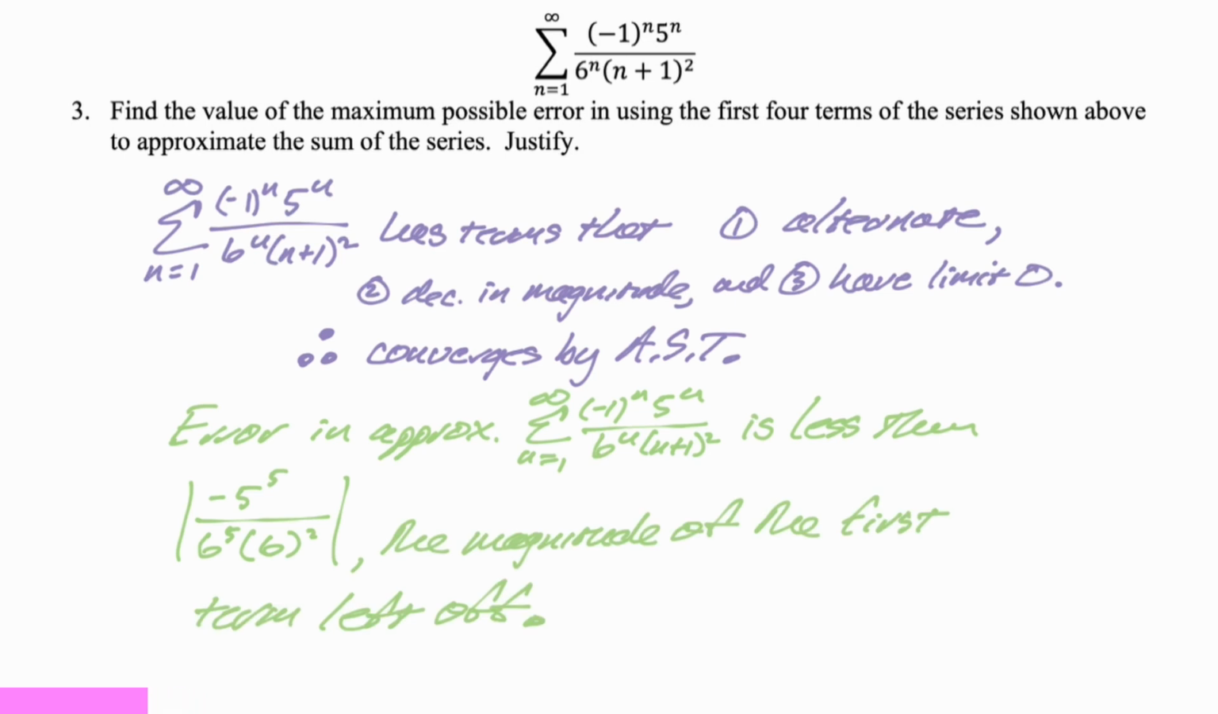Alternating series error is pretty straightforward. Of the 2 types that you know, it's by far the easiest to find because it's literally, did you use 15 terms? Then the 16th term will be the error, the absolute value of that term. All right, let's take a look at the next one.